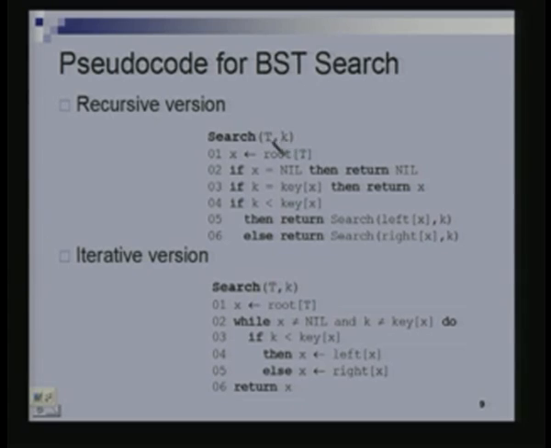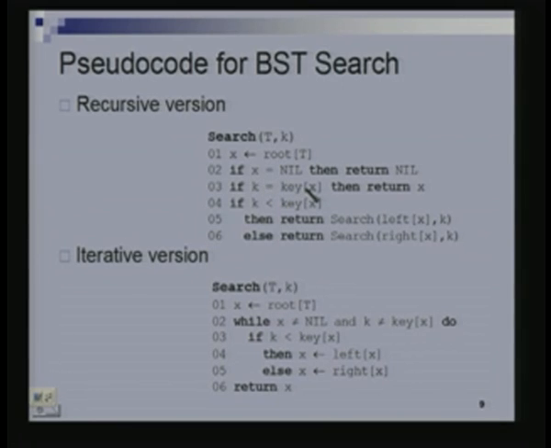So we can write the binary search procedure in a binary search tree either as a recursive procedure or as an iterative procedure. The recursive procedure is perhaps simpler to understand. You are searching for a key k in a tree T. You look at the root of T, let us say that is x. If x equals nil, which means it is an empty tree, then you are essentially saying that nothing is there.